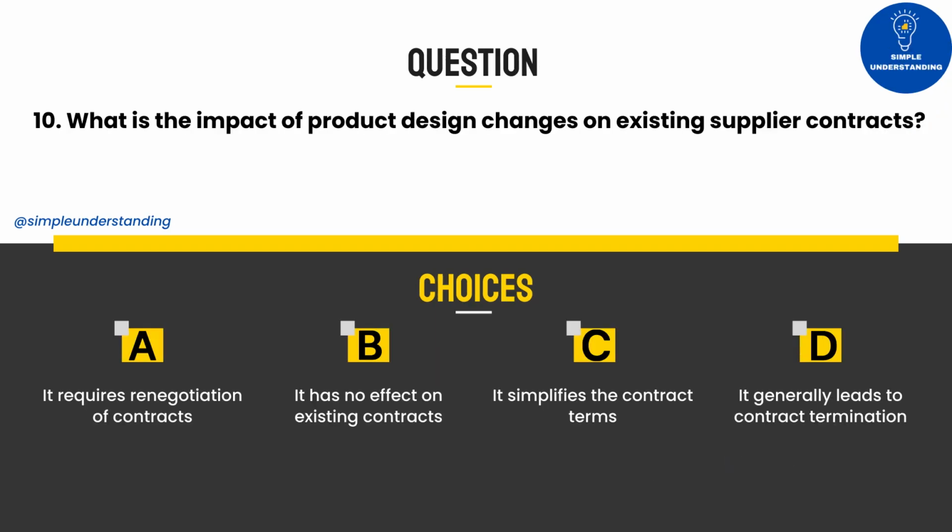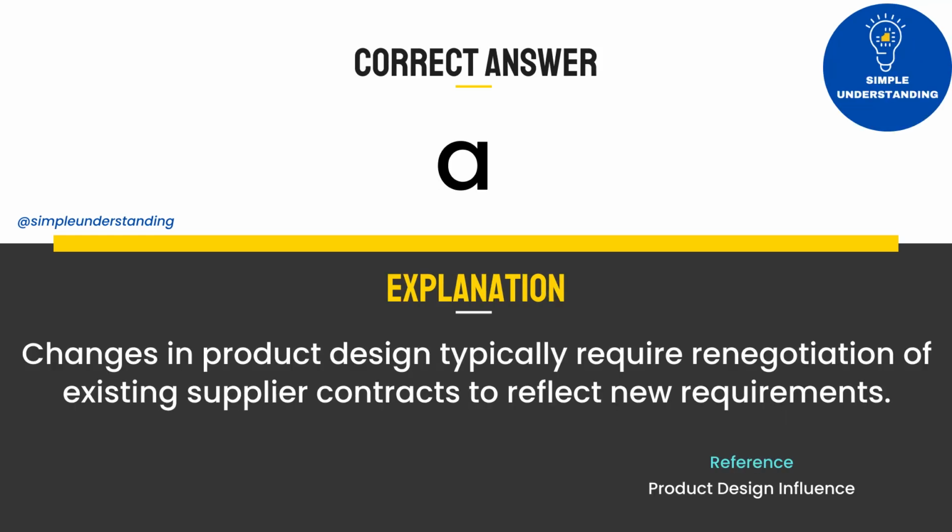10. What is the impact of product design changes on existing supplier contracts? A. It requires renegotiation of contracts. B. It has no effect on existing contracts. C. It simplifies the contract terms. D. It generally leads to contract termination. Correct answer A. Explanation. Changes in product design typically require renegotiation of existing supplier contracts to reflect new requirements.